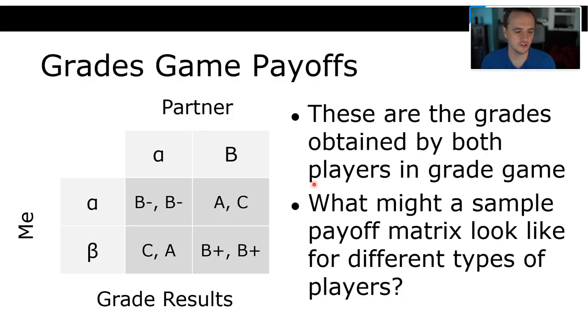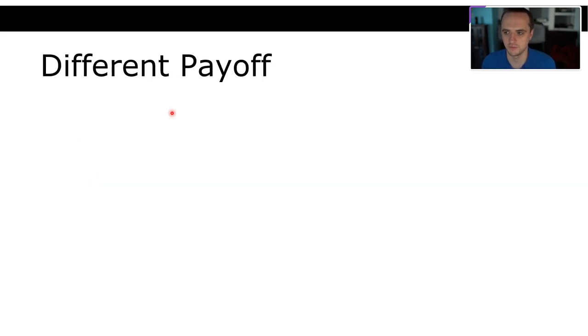All right. So let's look back at the grades game, and we're going to analyze it in a little different way. Okay, so this is what we had before. We analyzed that. So these are the grades that were obtained by both players in the grades game before. Remember? And both players were greedy. They only cared about themselves. So what might a sample payoff matrix look like for different types of players? Right? So maybe both of them are caring, or maybe one is greedy and one is caring or something like that. So let's look at a different example.